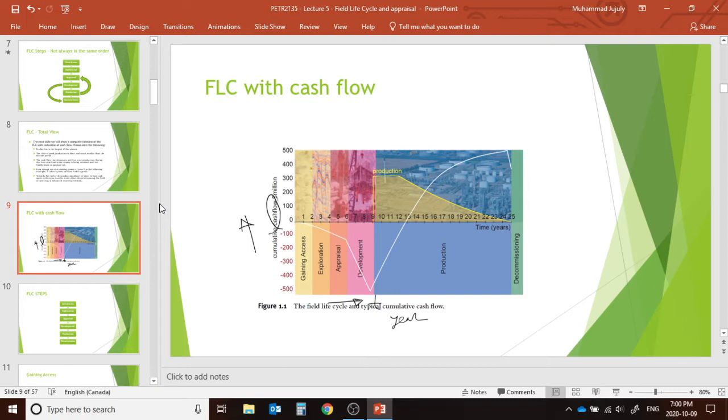Okay, so from t equal to 0, at this time you gain the access, you lose some money because you have to pay some fees and stuff at this point, and you do the exploration activities again, you lose some, you are investing. Okay, then if you actually go for the field appraisal again, you invest the money. So these are the timelines.